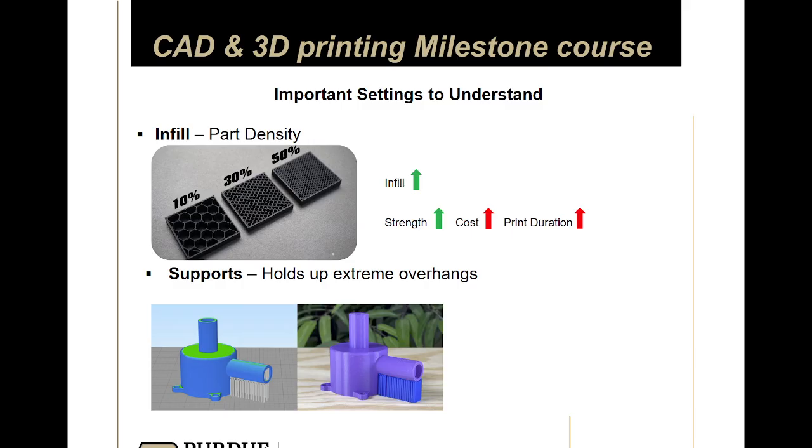Okay, supports. I have some good examples. There will come times where your design may have some limitations, where you might need a certain geometry, but that geometry would technically be impossible to reproduce on a printer without some kind of help. And that's where supports come in, right?